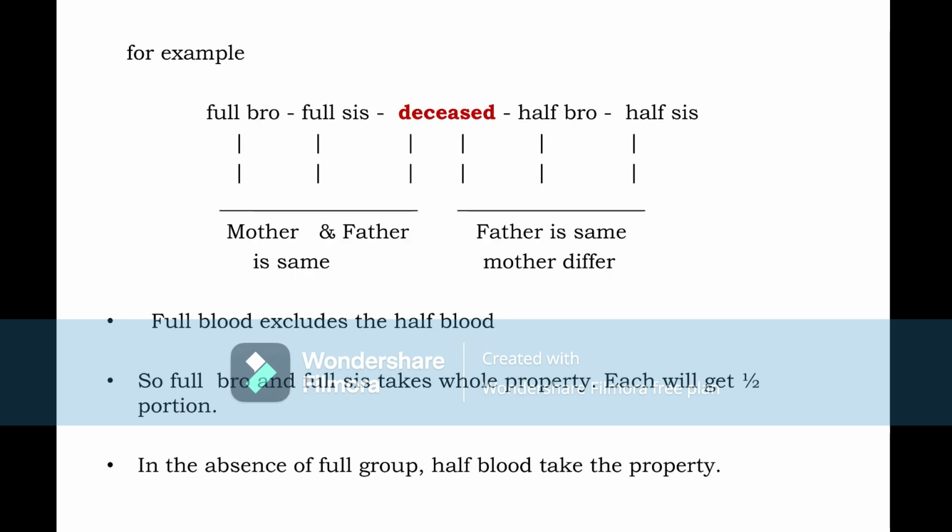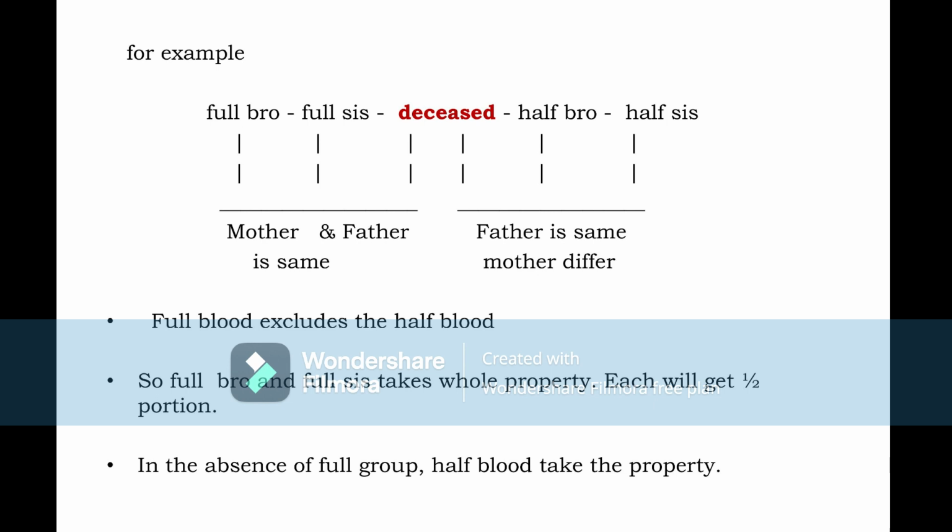The deceased had a full brother and full sister and also a half brother and half sister. Full brother and full sister have the same mother and father, and half brother and half sister have the same father but the mother differs. So full blood and half blood are present. Full blood excludes the half blood. So here the half brother and half sister will get nothing, and the full brother and full sister will take the whole property, divided equally among them. So each will take half share. The half brother and half sister will get nothing.